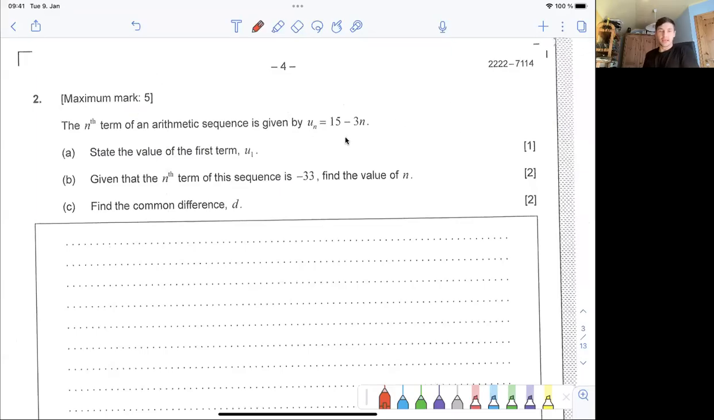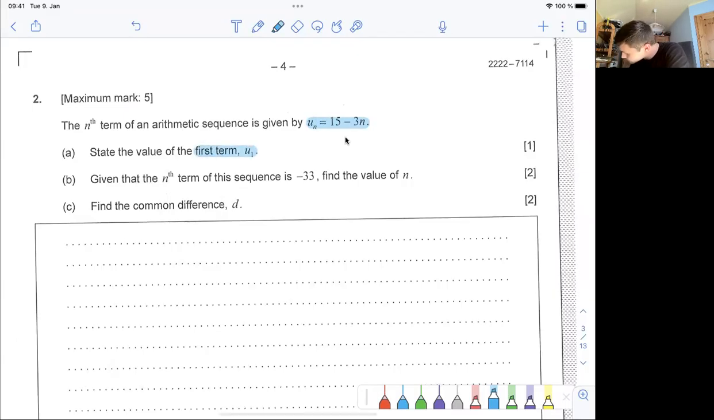Question 2. The nth term of an arithmetic sequence is given by un is equal to 15 minus 3n. Part A asks us to state the value of the first term u1. Right, okay, so let's highlight or underline this expression that we're given at the top for the nth term.